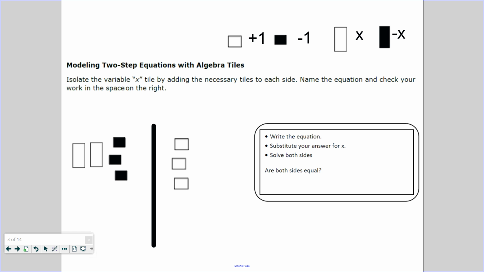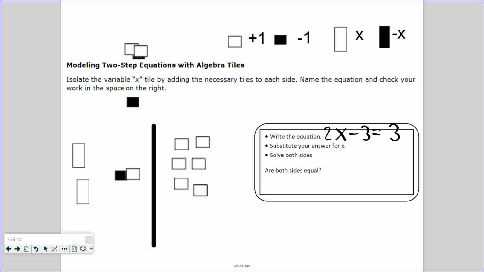So we have 2 x's, we have -3, and we have a 3. I'm going to write this equation on the side: 2 x's minus 3 equals 3. All right, so we're modeling this. How can I isolate these x's? I need to do the inverse of -3 with +3. I balance it on the other side. I need to cancel these out. So what I have here is 2 x's equals 6.